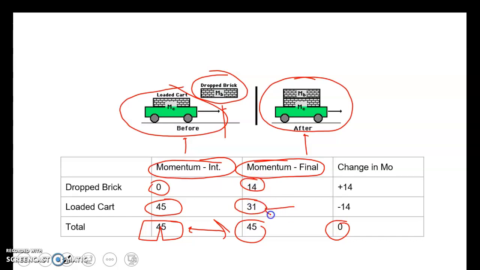Now, I don't necessarily know the one of the cart, but I know that when I drop the 14 on there, it's a change. So if it gains 14, then the cart will have to lose 14 because momentum is conserved. So we have to make that assumption that whatever one gains, the other loses. So our net change will be 0. We also know that our momentum at the beginning total will equal the momentum at the end because of conservation.